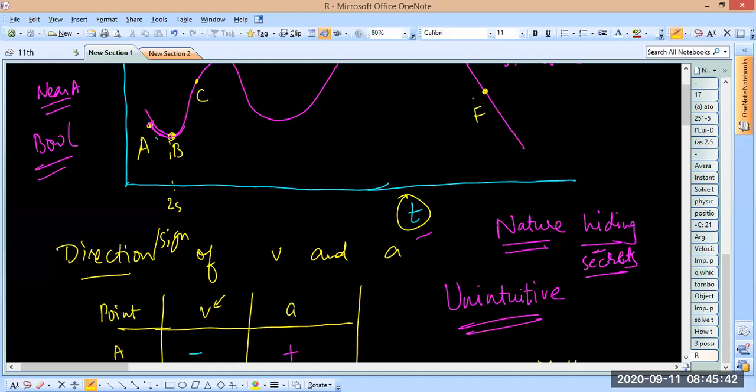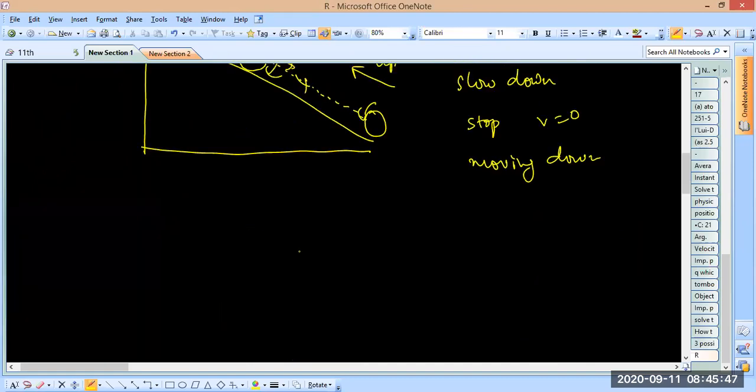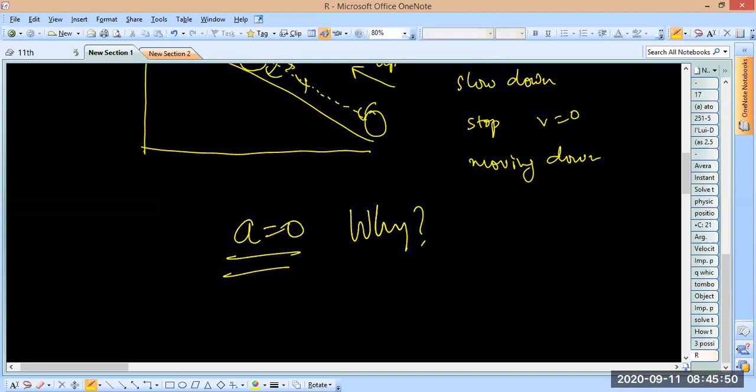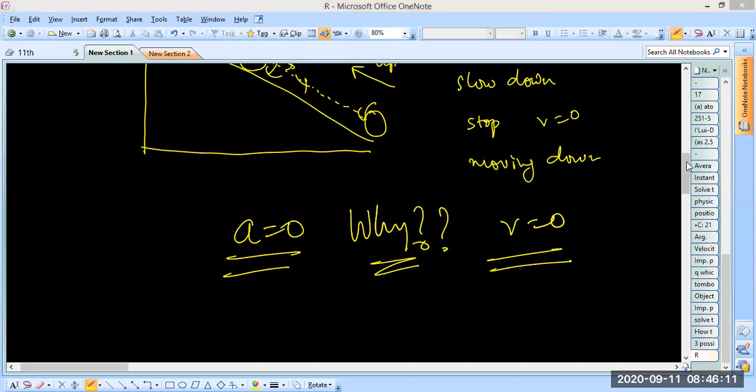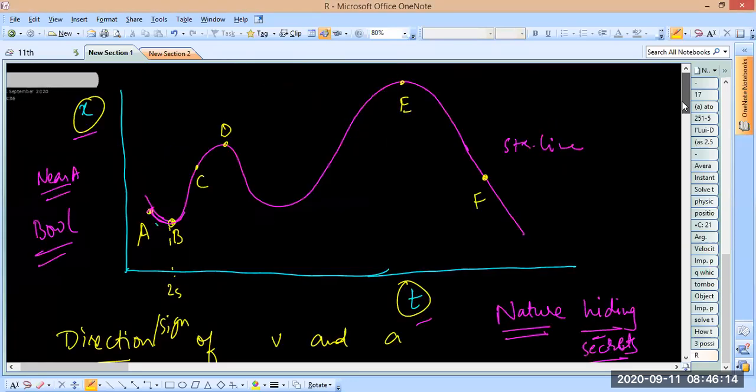Okay. Many of you again made the same mistake. Many of you are saying acceleration is zero. Why? Why is acceleration zero? Because velocity is zero. People, follow the procedure. What have I taught you? This is which graph? XT graph. Okay, I don't want answers anymore. That's wrong. That's wrong. Everyone.